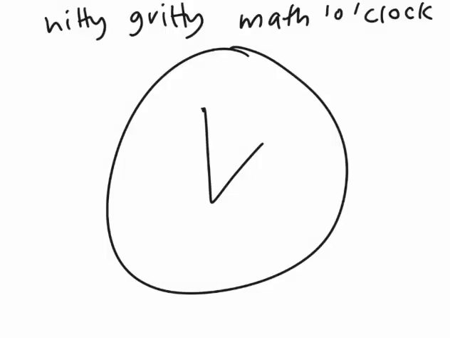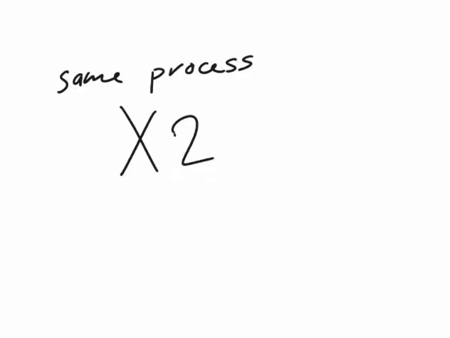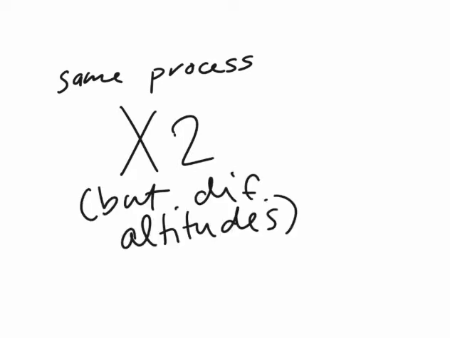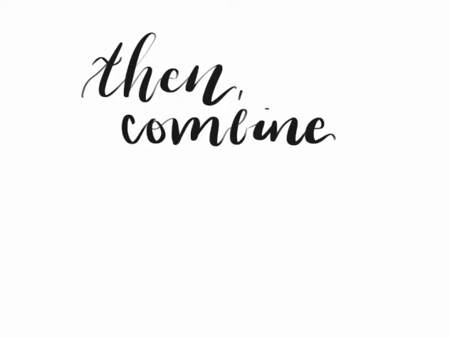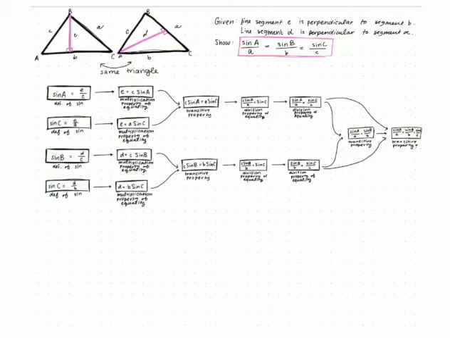Let's get into that. We're going to do the same process twice, just each with a different perpendicular altitude. I'm going to go through the full thing in nitty-gritty detail on one side, then quickly go through it the second time, and then show you how those two things combine. Note that in my flowchart proof, it looks like we're doing this all simultaneously because they're separate things that then conjoin into one thing.